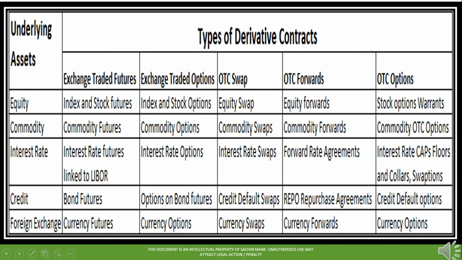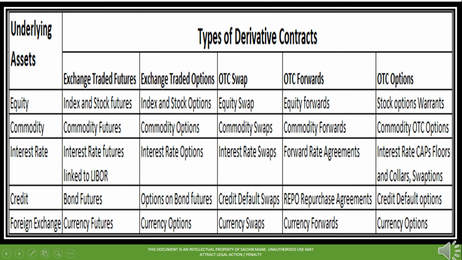Types of derivatives contracts. The table shows various types of derivative contracts. Underlying assets like equity, commodity, interest rate, credit and FX have various exchange-traded as well as OTC derivatives. Exchange-traded futures like index and stock futures, commodity futures, interest rate futures linked LIBOR, bond futures and currency futures. Exchange-traded options like stock and index options, commodity options, interest rate options, options on bond futures, and currency options.